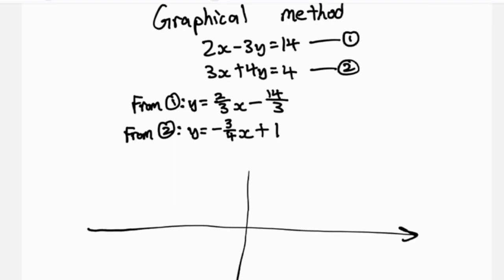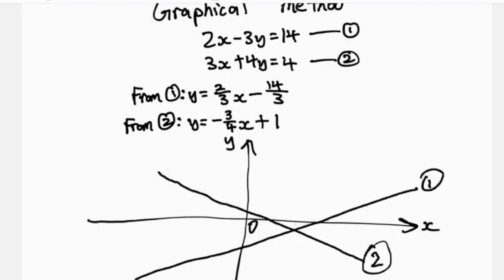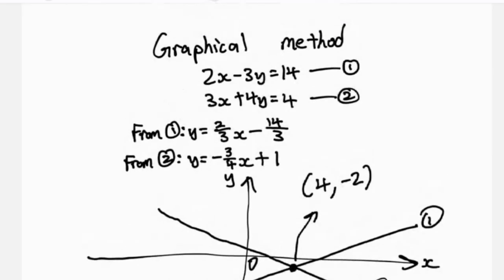Now we can sketch these equations on a graph. Let's draw the axes and label the origin. The graph of the first equation looks something like this, and the graph of the second equation looks something like this. Note, these are not fully accurate and are just a sketch. Now, if we look at the point of intersection, the coordinates of this point are (4, -2), which happen to be the solutions of the equations.